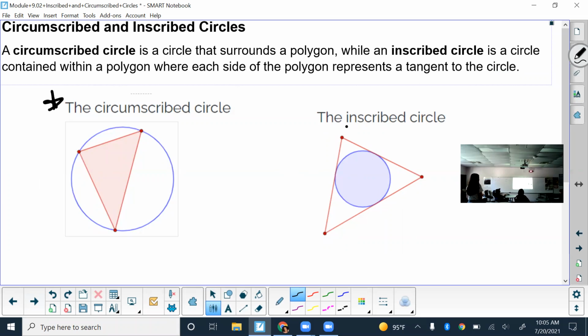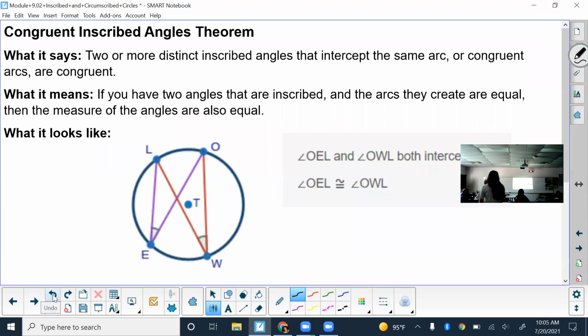All right, so the way I remember it is that the inside circle is inside, and then the other one is just outside. I don't know, it's opposite. So those are the two definitions. And then there's a couple theorems that go with it.